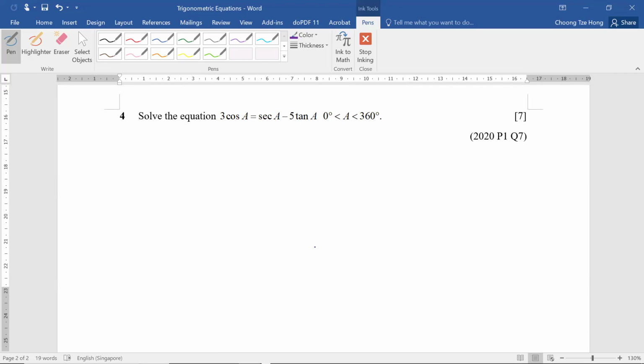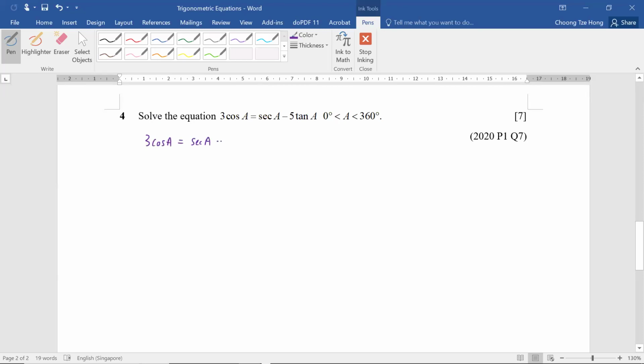So whenever you see a trigo equation question, the first thing you need to think about is how you can simplify it such that the whole equation will only consist of one type of trigo function. Okay, so over here, let's begin. We have a 3 cosine A on the left side.